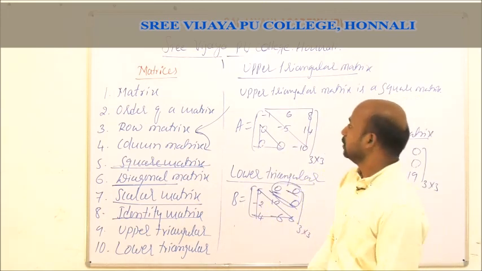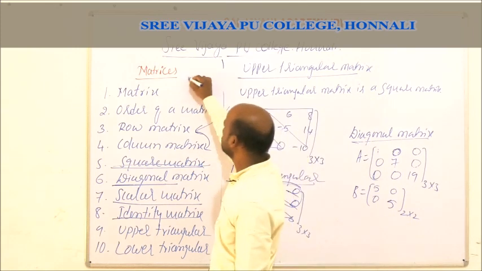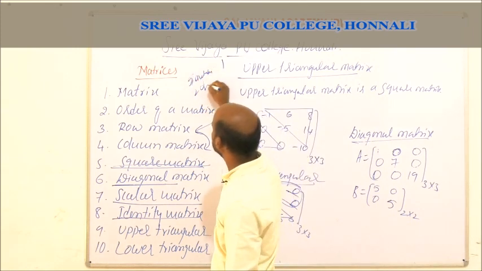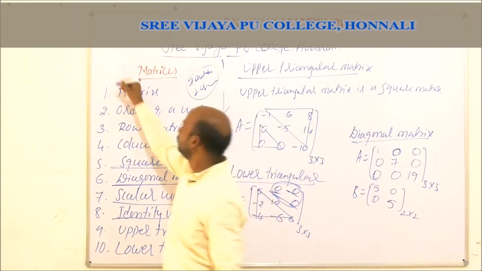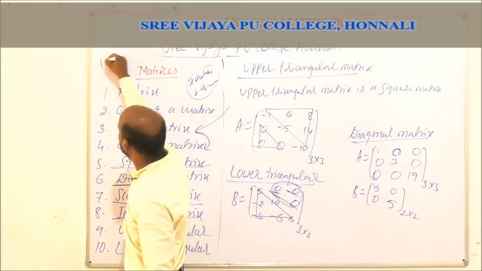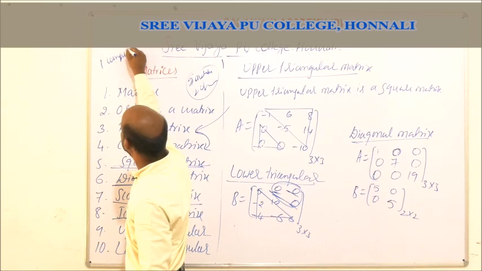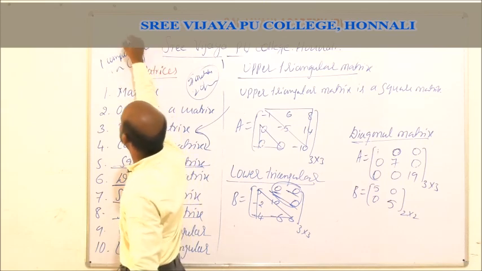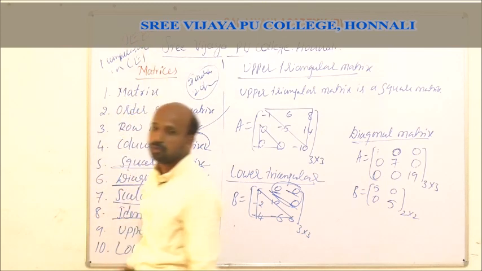So in your examination you will get compulsory 5 marks 2 questions in matrices. 5 marks 2 questions. And also you will get one compulsory question in your seat and in general. One compulsory question.